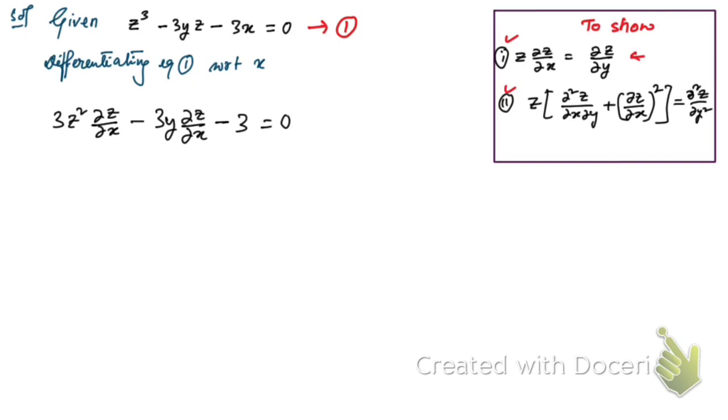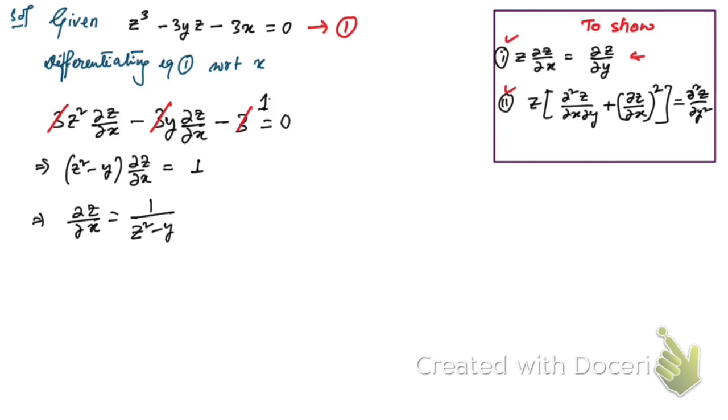Now if you divide each term by 3, the 3 is going to be cancelled. 0 divided by 3 remains 0. From these two terms you can take del z by del x common, then within the bracket we're going to have z square minus y, del z by del x taken common, equal to 1. When you divide 3 by 3, that's going to be 1, so minus 1 on the other side is going to be plus 1. So del z by del x is going to be equal to 1 by z square minus y. Let me take this as equation number 2.